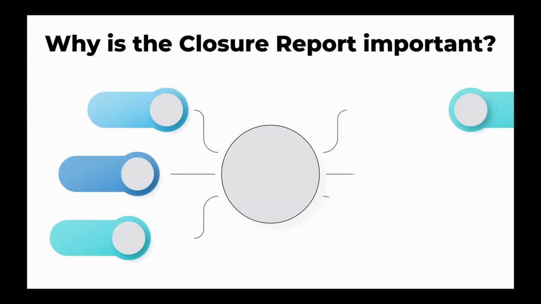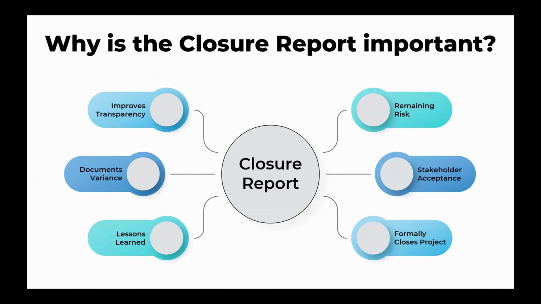First, we need to talk about why your closure report is so important. A strong closure report improves transparency, it documents all of the variances on the project, it captures all of your lessons learned, it identifies any remaining risks that need to be turned over to operations, it confirms your stakeholder acceptance, and it formally closes out the project. These pieces are essential in order for you to actually walk away from your efforts. Without them, your closure report is going to be very hard to draft, and ultimately you may not be able to walk away until you get some of these pieces in order.